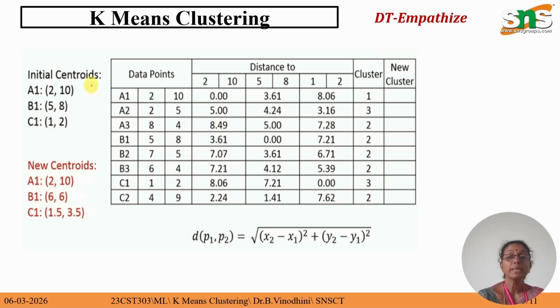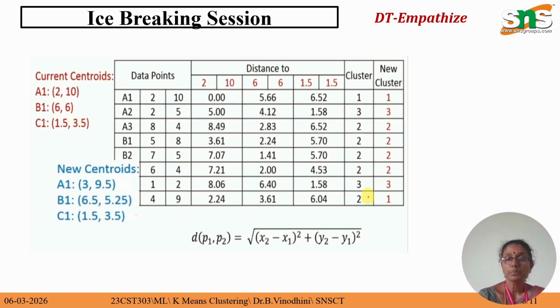Here x1, y1 is the data point coordinate, and x2, y2 is the centroid value coordinate. So we calculate the distance of all the data points to each centroid value, and finally we form the clusters: whichever has the minimum value, that data point belongs to that particular cluster. After that, from the clusters we calculate a new centroid value, like A1 is equal to (2, 10), B1 is equal to (6, 6), and C1 is equal to (1.5, 3.5). This process is repeated until no new centroid is formed.